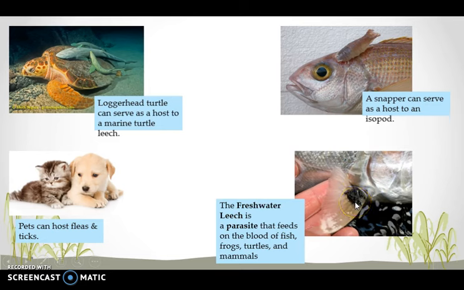As you know, leeches and parasites can be very useful to help keep the balance in an ecosystem, and the leeches are even useful in the medical world. So not all parasites are detrimental, but some of them are.